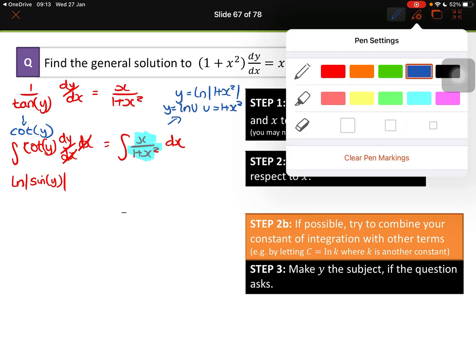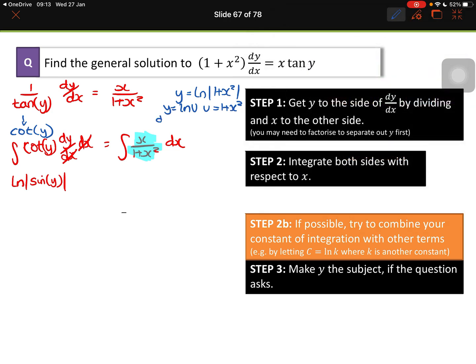So dy du is going to equal 1 over u. du dx will equal 2x. So dy dx will equal 2x over 1 plus x squared. In order to get that back to what I want, all I need to do is times it by a half. Okay, because that'll take me back to x over 1 plus x squared.